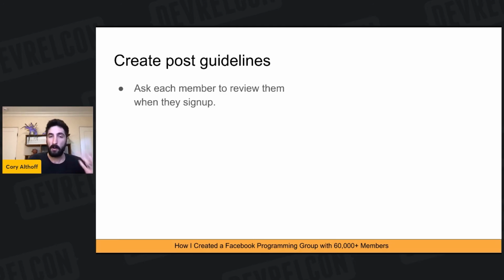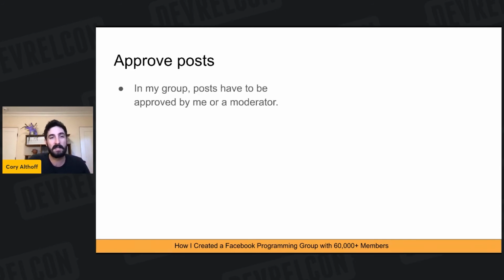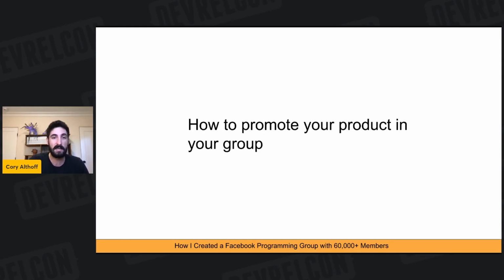So whatever you feel is appropriate, add that to your guidelines, and then ask each member to review those post guidelines when they sign up. And you also should consider approving each post manually. That's what I do. We get a ton of posts, and with that comes a lot of spam. So all posts in my group have to be approved by me or a moderator, and that helps make sure that we have high quality content.